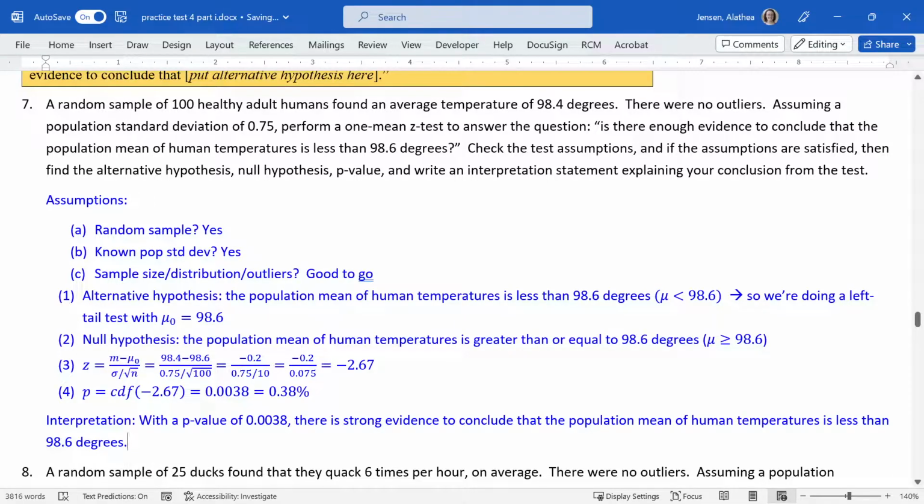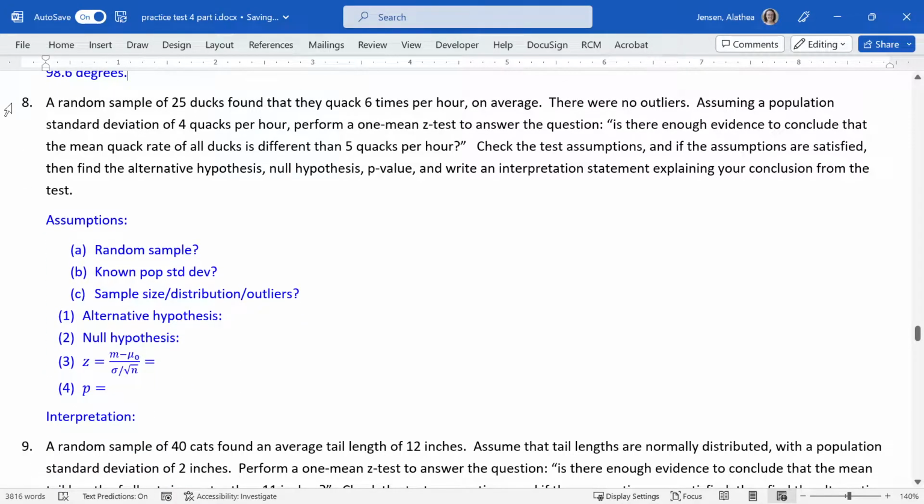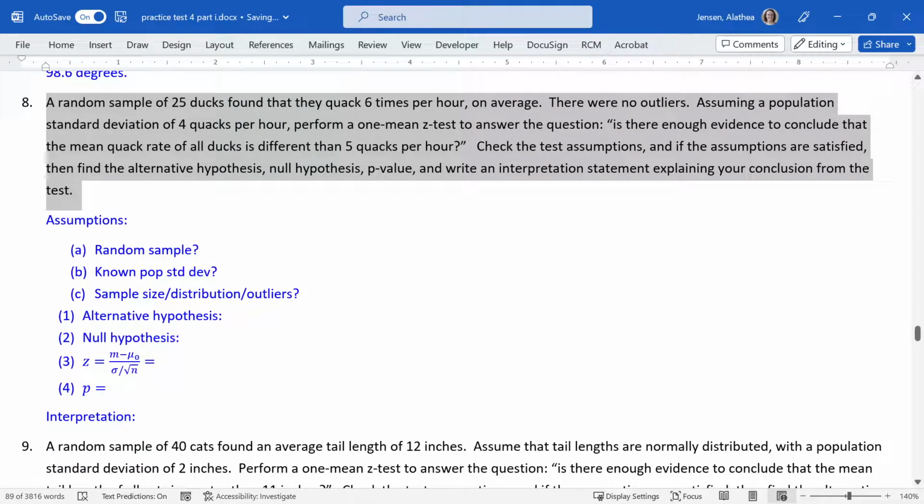Right, so for number 8, we're going to do the same thing. We're going to start by reading the question. A random sample of 25 ducks found that they quack 6 times per hour on average. There were no outliers. Assuming a population standard deviation of 4 quacks per hour, perform a 1 mean z-test to answer the question, is there enough evidence to conclude that the mean quack rate of all ducks is different than 5 quacks per hour? Okay, so we're going to do the same stuff here.